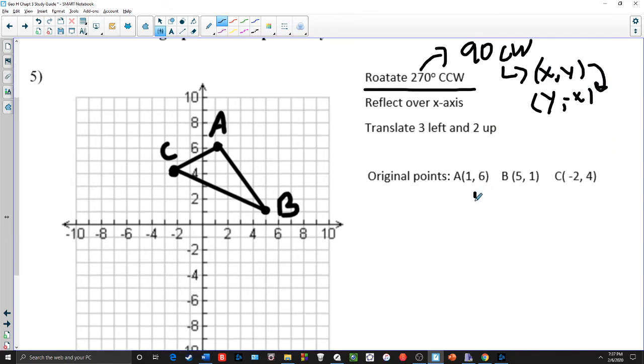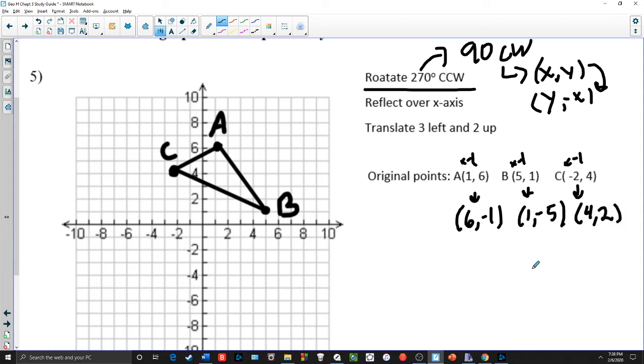So if I apply that same idea, take your x number and multiply it by negative 1. So multiply all your x's by negative 1, and then swap them. So this would be 6, negative 1. This would be 1, negative 5. And this would be 4, 2. So those would be my first transformation. Okay, those are the rotations.